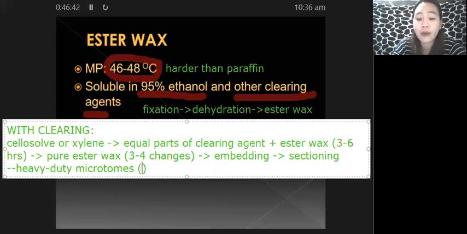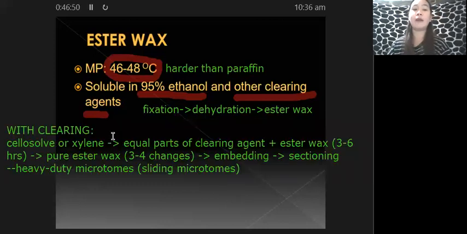Examples of heavy duty microtomes that we have in the laboratory are your sliding microtomes. All right, so that is your ester wax processing.